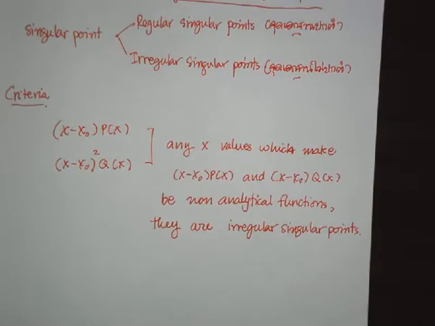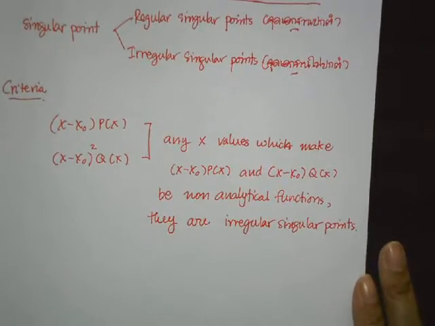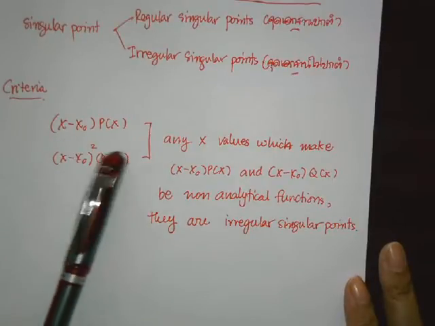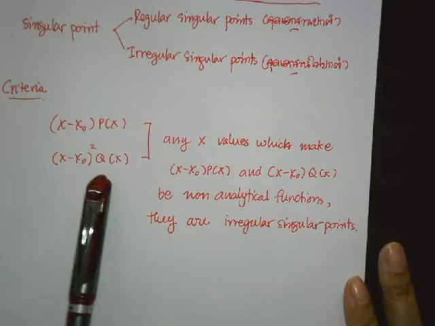We define the singular point into two terms. The first one we call regular singular point, and the second one we call irregular singular point. The way that we use to judge which x value we call regular or irregular singular point is using this criteria. The criteria is saying that we look at x minus x0 times px and x minus x0 squared times qx.